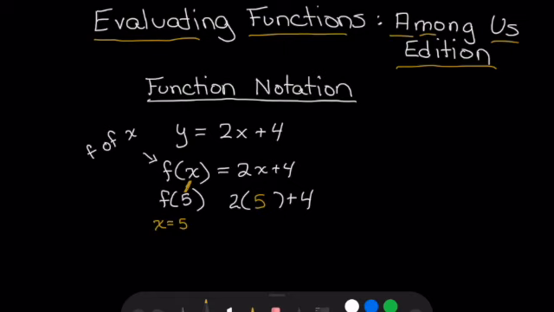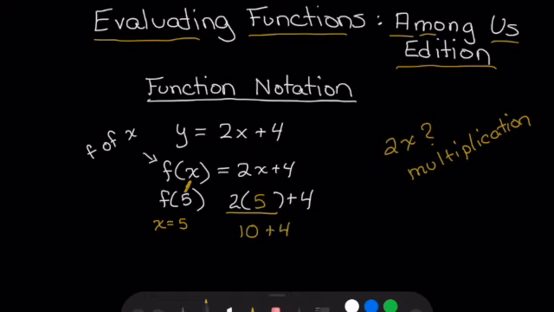Now, quick question, what operation is there between 2 and x? Yep, it would be multiplication. That is, again, a key piece. So here we would just do 2 times 5, which is 10, plus 4, which is 14.